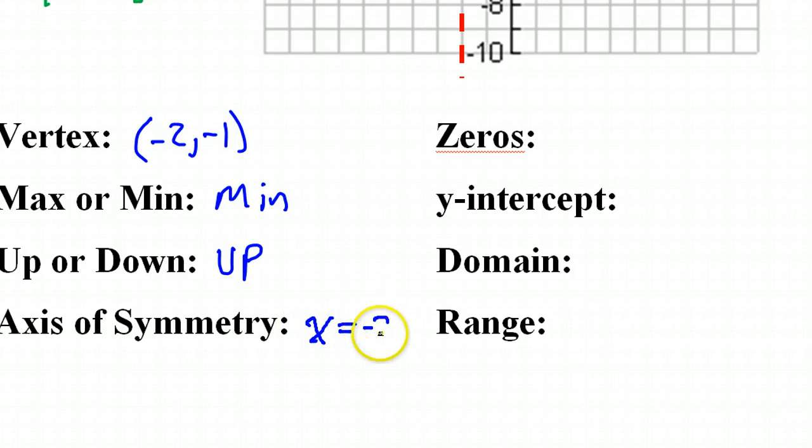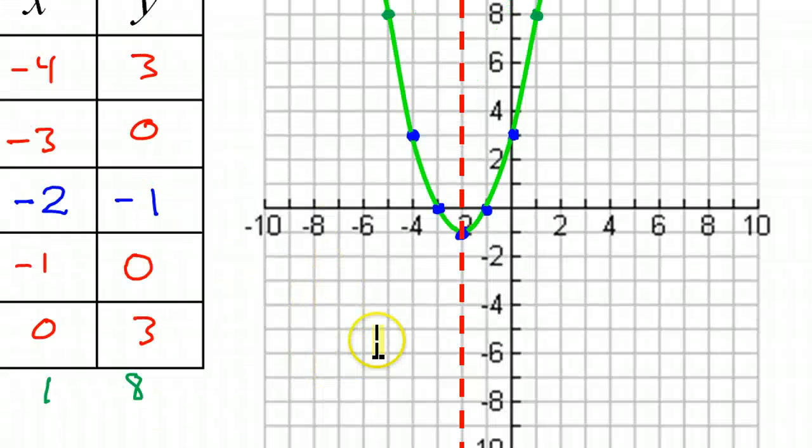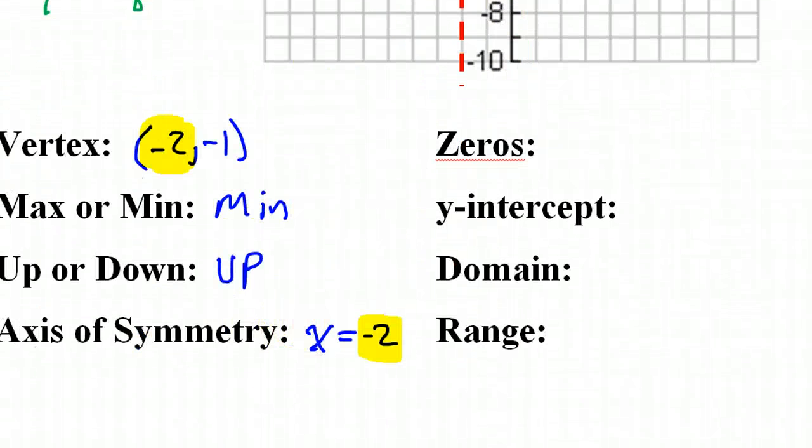So that's what I'm asking you for when I ask for the axis of symmetry. Notice that the axis of symmetry and the x value of the vertex are the same number. That's just common sense because the vertex is always in the middle of the parabola, and the axis of symmetry is always through the middle of the parabola, so they will always have that same x value. But by the way, when you write the axis of symmetry, you have to write x equals -2. Don't just put -2. It's the equation of a line, and just putting a number is not the equation of a line.